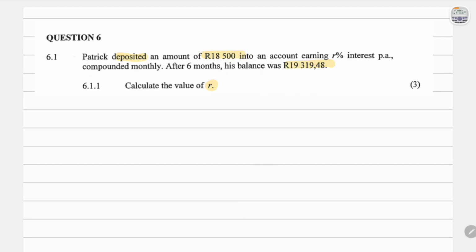So this is a case of compound interest growth. Okay, so the formula of compound interest growth looks like this, and now we can start looking for the values. So A is the end amount that we get. We know that the account ends up with 19,319.48 cents. And then the amount that was deposited was 18,500. So that's your starting amount. So 18,500 goes in place of P. Then we have 1 plus our interest.